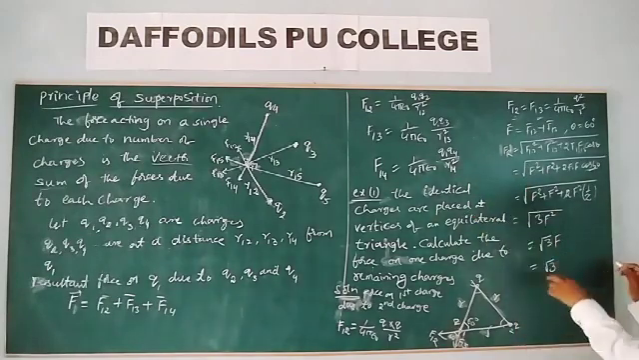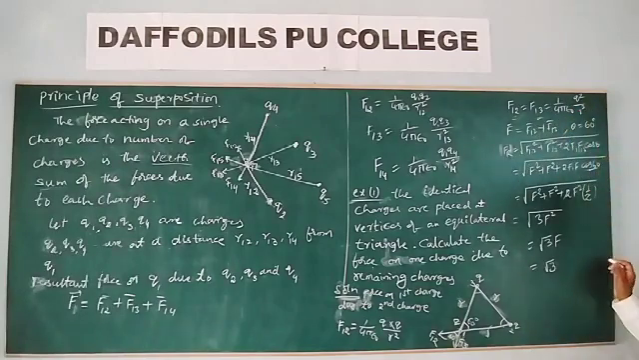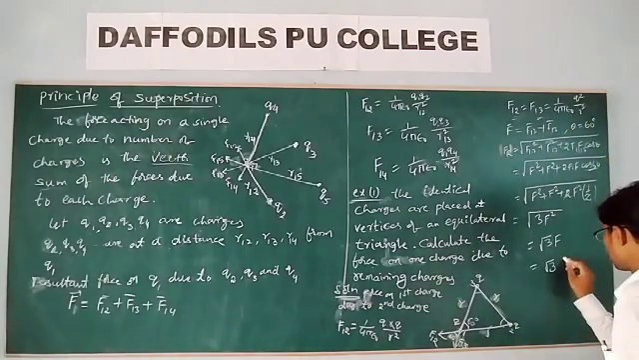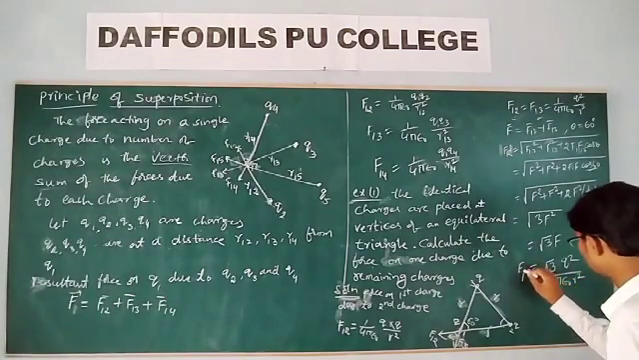Then what is root 3 into? Tell me, F is equal to what? What is the formula? It is 1 by 4 pi epsilon naught, Q square by R square. So root 3 into Q square by 4 pi epsilon naught R square is the resultant.